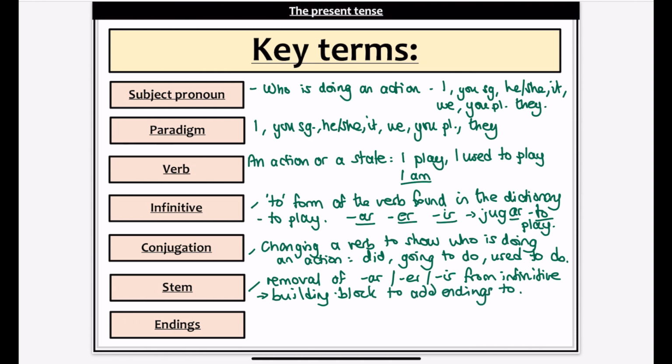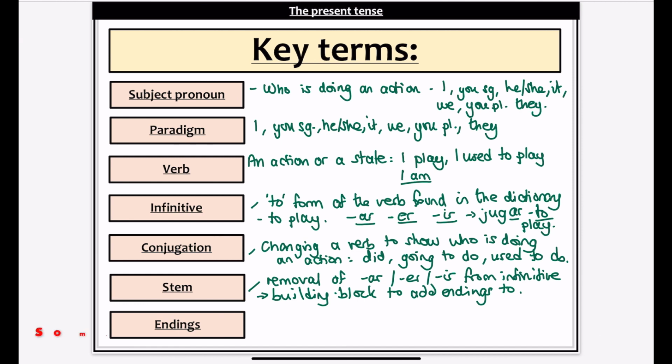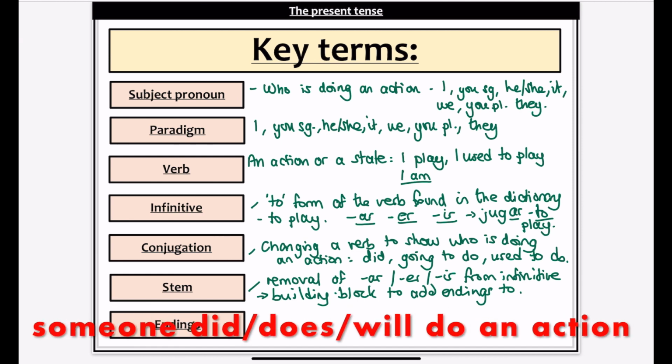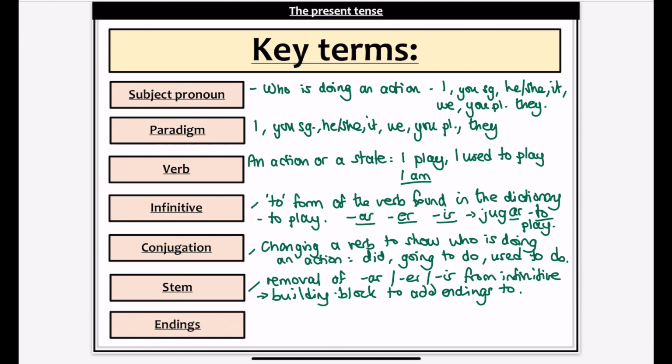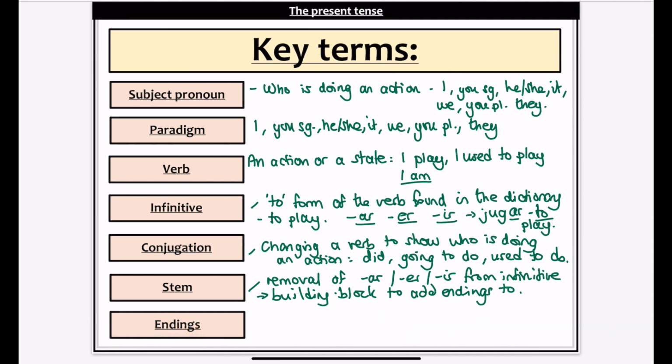And the last keyword, endings. My endings show me who did an action, who is going to do an action, who used to do an action. And endings change depending on who is doing that action. So if it's I, you, he, she, it, we, you plural, or they. They also change depending on the tense. So they show us who's doing an action, and they also show us the tense in which it's done, or will be done, or used to be done. And those endings are always laid out in the order of the paradigm.